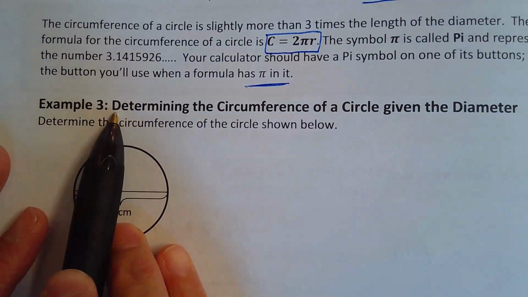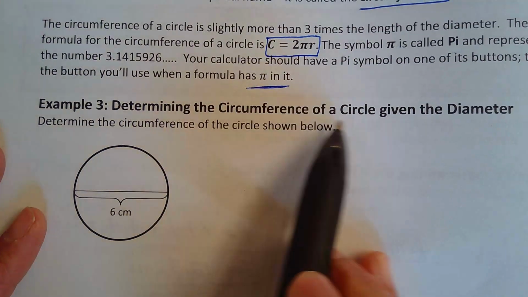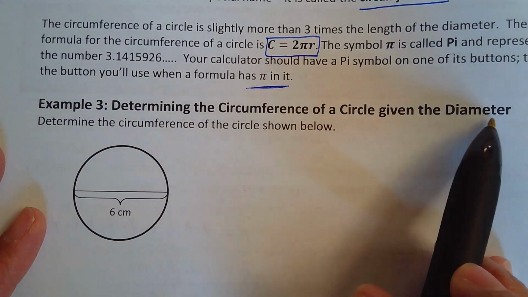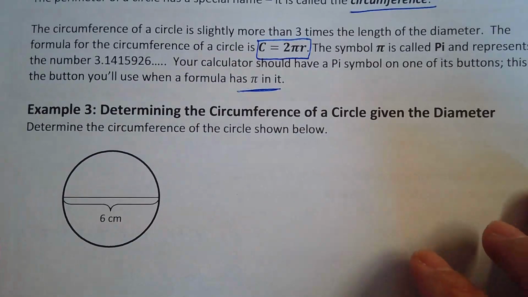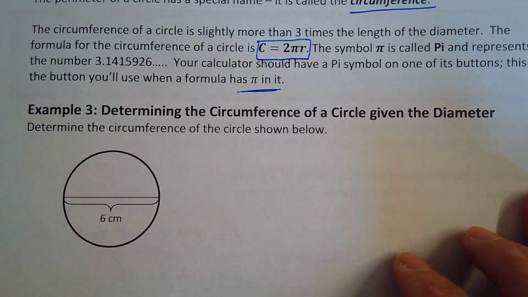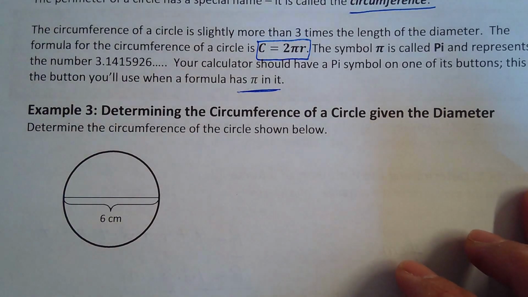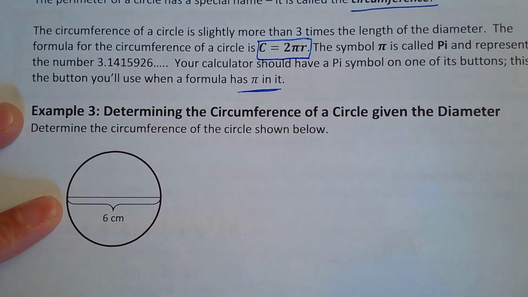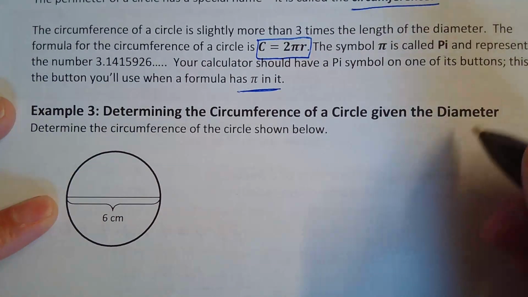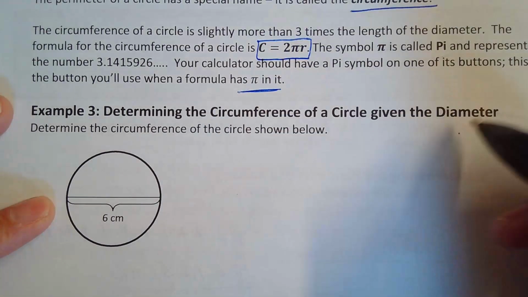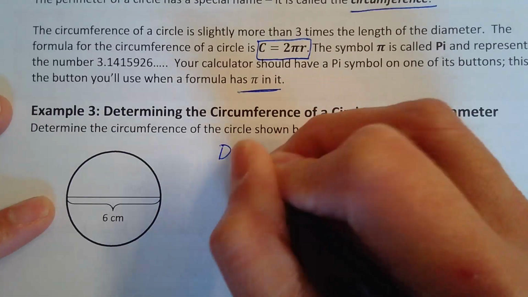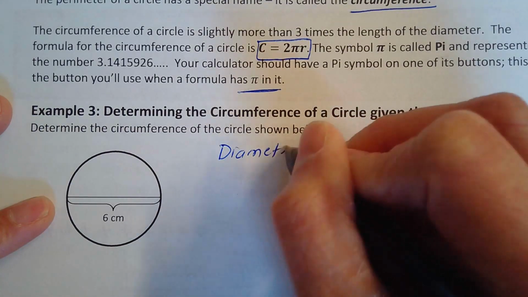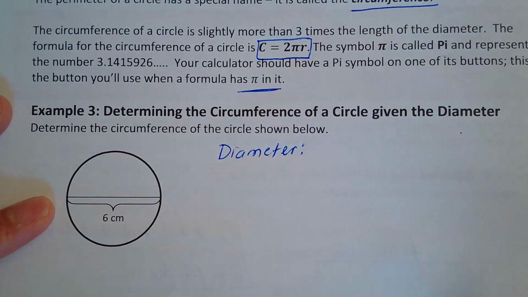So determine the circumference of a circle given the diameter. Okay, well, there's quite a bit of stuff in this one that we would like to talk about first, because I don't know if everybody's familiar with some vocabulary here. What is a diameter?